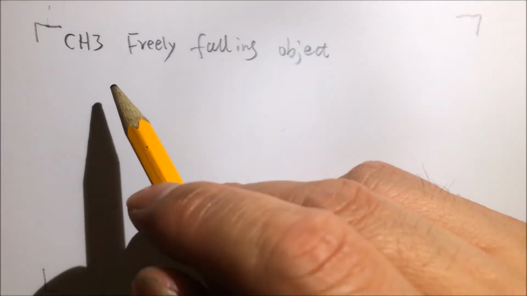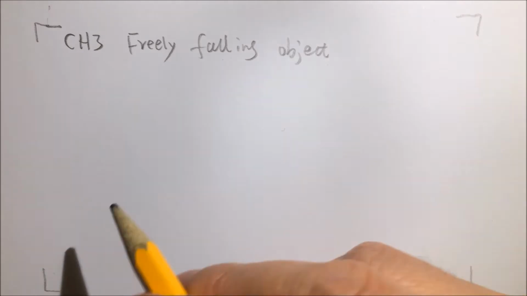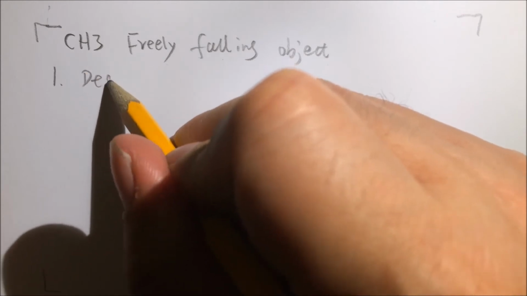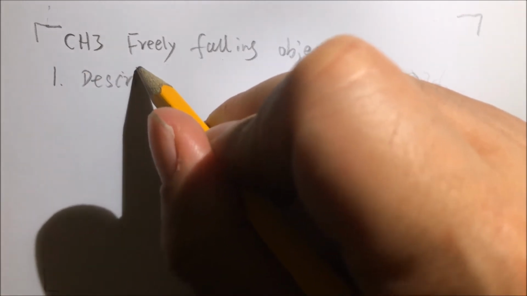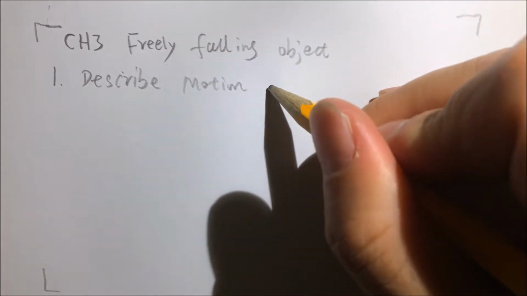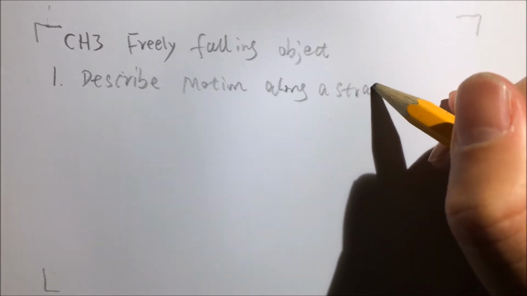So today we come to chapter 3, freely falling object. We have learned the equations to describe motion along a straight line.